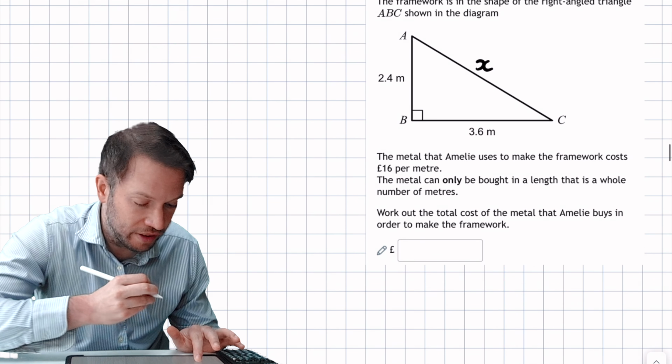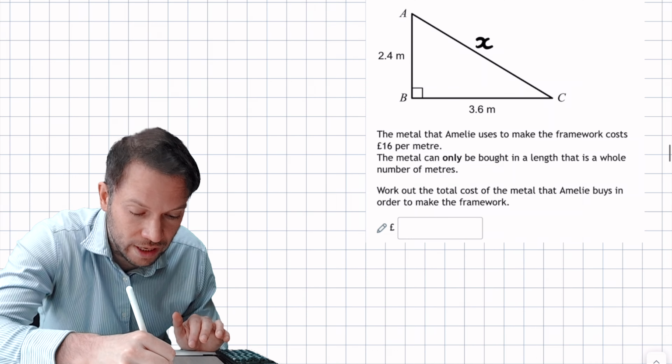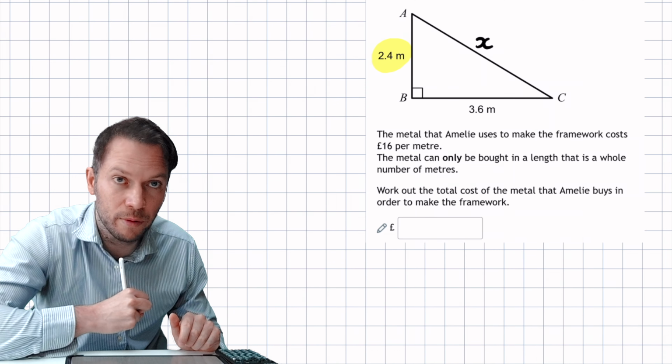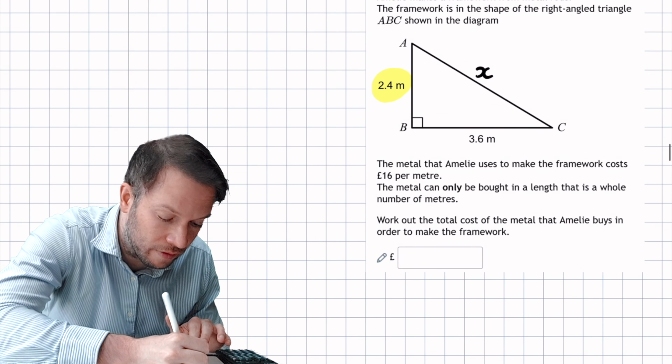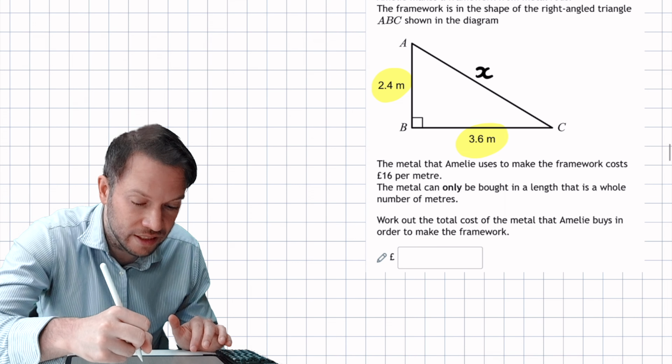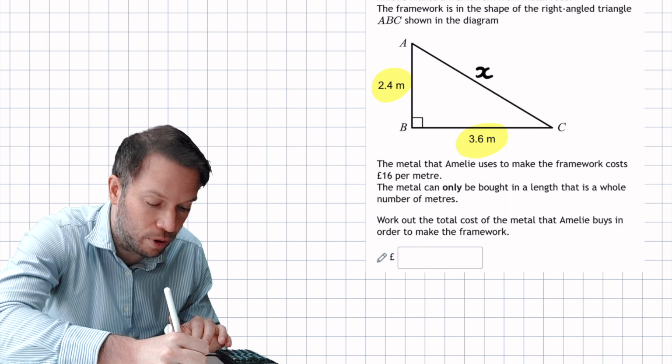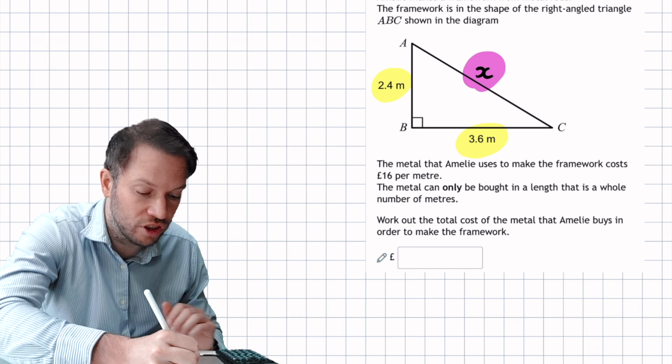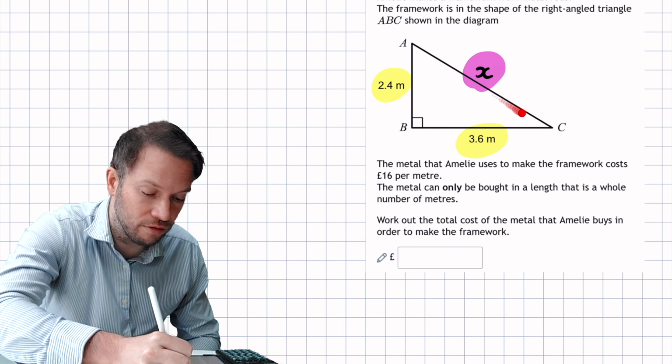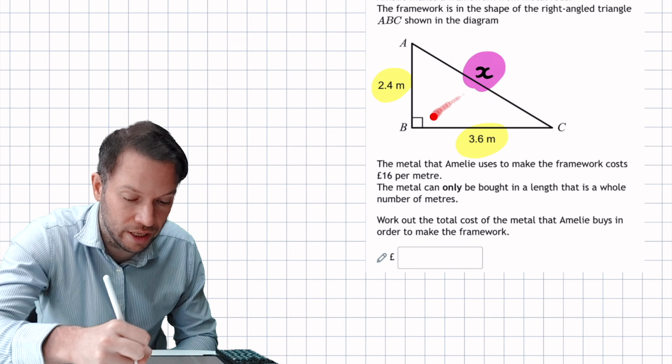And Pythagoras theorem is that if we do one of the shorter lengths squared, and then add the other shorter length squared, then it gives us the length of the hypotenuse squared. Remember, the hypotenuse is the longest length of the right angle triangle. It's always opposite the right angle.